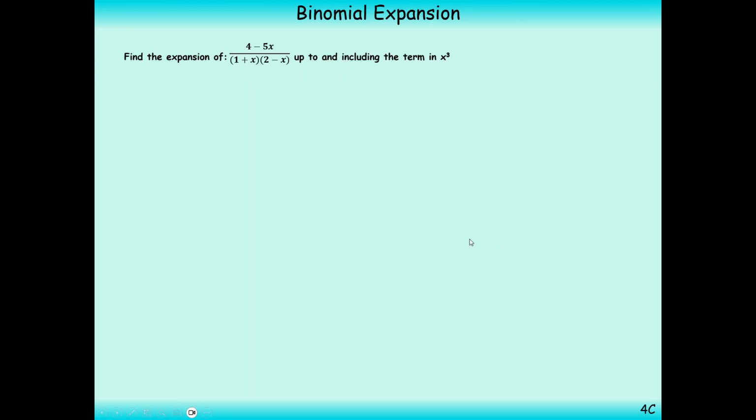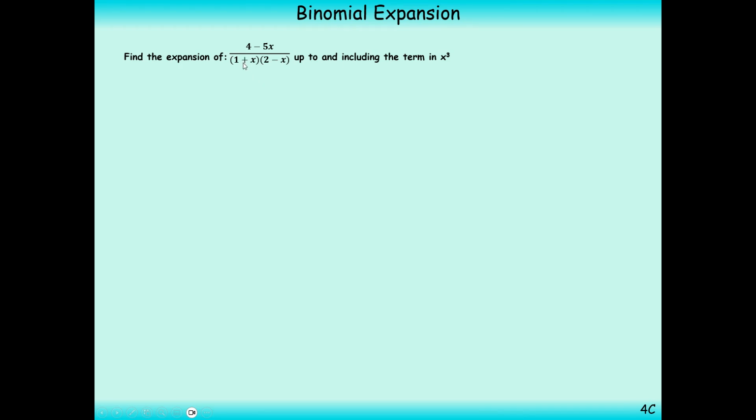We've been asked to find the expansion of (4 minus 5x) over (1 plus x)(2 minus x), up to and including x to the power of 3. So, how can we use binomial expansion? How can it work? Well, let's first of all try to write it as partial fractions.